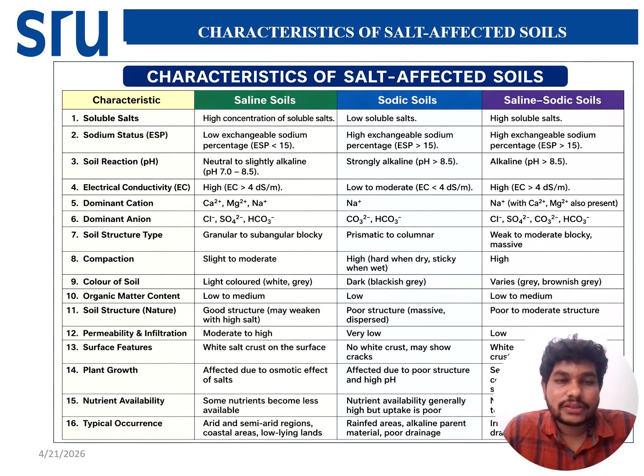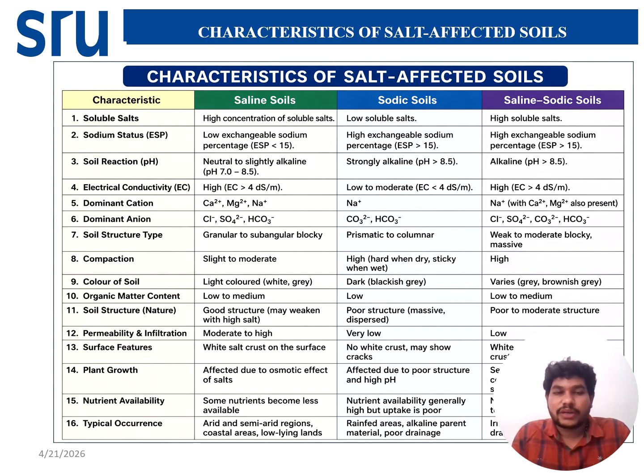Color of soil: saline soil is light in color due to the accumulation of salt on the surface, and sodic soil is dark due to the solubilization of humus substances in the sodic soil due to the presence of more sodium. So the soil will get a dark color. In saline sodic soil, the color varies depending on which cation and anion is dominant.